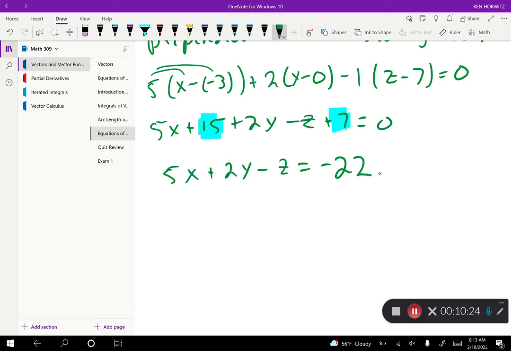All right, so again, the most basic example, I've given you exactly what you needed to find the equation of a plane. And it was done pretty easily.